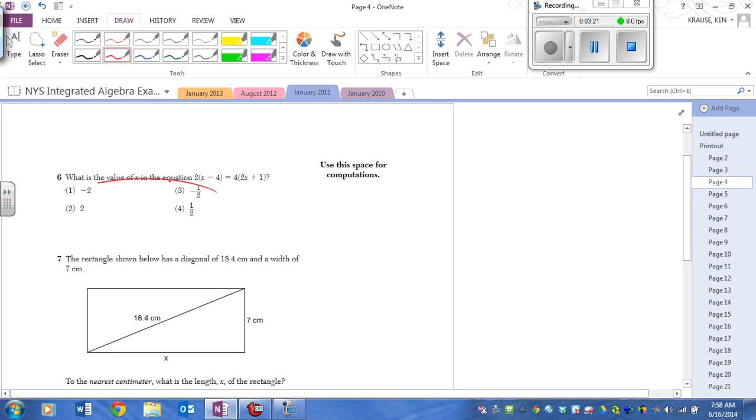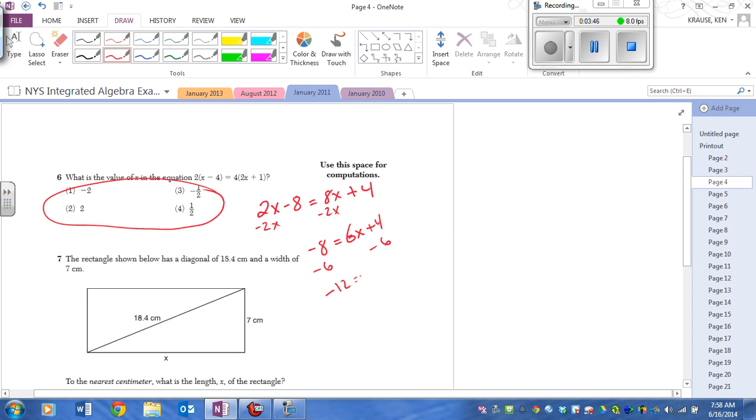You could take these choices, plug them in for x and try it, or we can just actually solve this. 2x minus 8 equals 8x plus 4. We'll bring the 2x over by subtracting it. So negative 8 equals 6x plus 4. Subtract 4, I get negative 12 equals 6x. Divided by 6, divided by 6. Negative 12 divided by 6 is negative 2, choice 1.